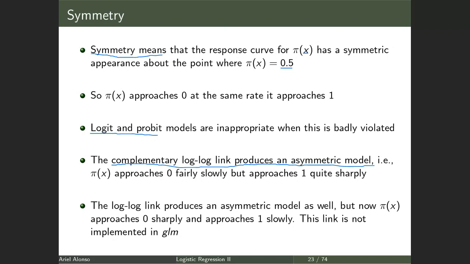And the log-log, the normal log-log, induces the opposite asymmetry, right? Now, when you decrease the dose, you will approach zero sharply. So if you really start giving less substance, the probability of getting sick will reduce very sharply. And when you increase the dose, people will get more sick, but slowly. The toxicity will increase slowly. And if you have that situation, then you may want to consider the log-log link. So it's important to know this, because even though the logit model is the most frequently used model, there may be situations in which you want to use something else.